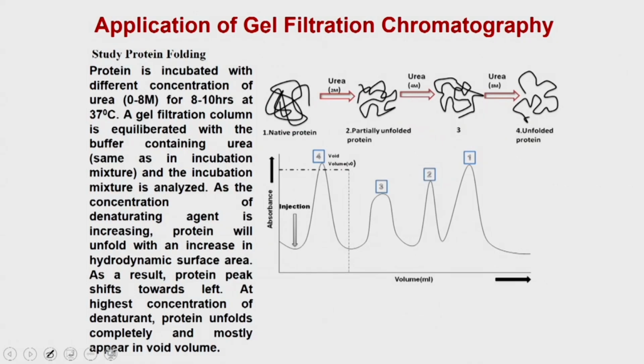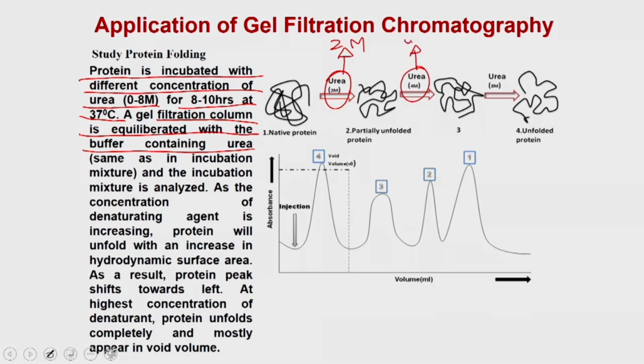Once you would like to study that, the protein is incubated with different concentrations of urea, from 0 to 8 molar, for 8 to 10 hours at 37 degrees Celsius. If you would like to use a gel filtration column, the column is also equilibrated with buffer containing urea of the same concentration, which means for this particular concentration you are going to run the gel filtration with buffer which contains 2 molar urea. In this one it is going to contain 4 molar urea. So, the sample you are also going to prepare in these particular denaturing conditions, the column is also going to run in the same buffer, and then the mixture is analyzed.